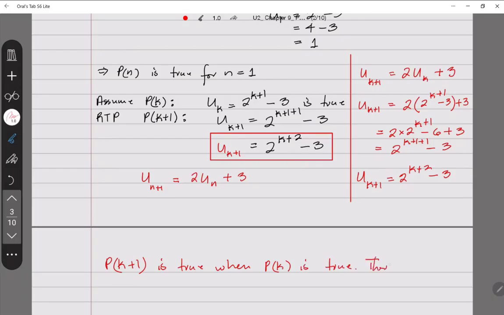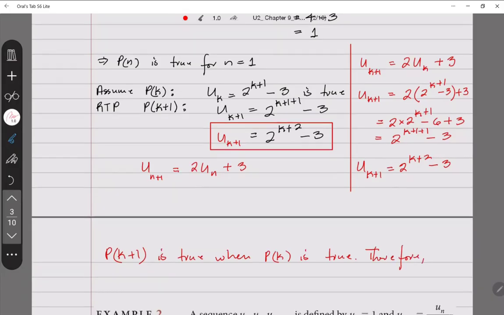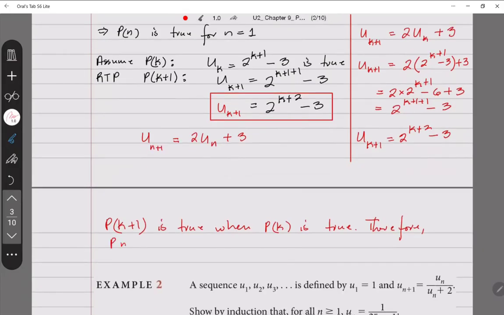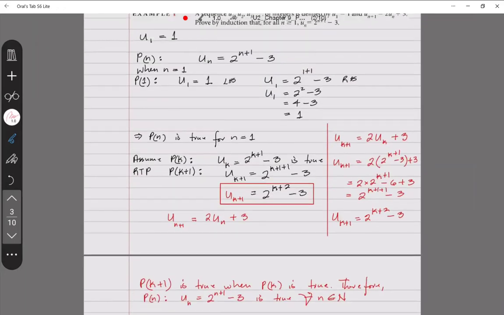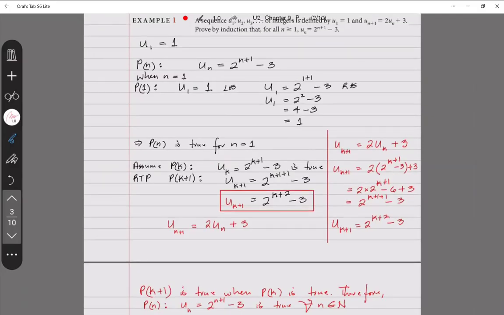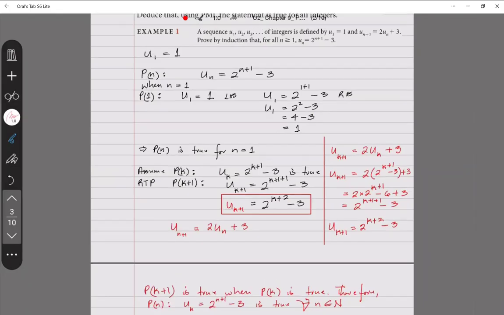Therefore, Pn, which is that statement that Un is equal to 2 to the n plus 1 minus 3, is true for all n, which is an element of the set of natural numbers. So let's shrink it so that we can see more of it. Just a little bit more. So this is example 1.